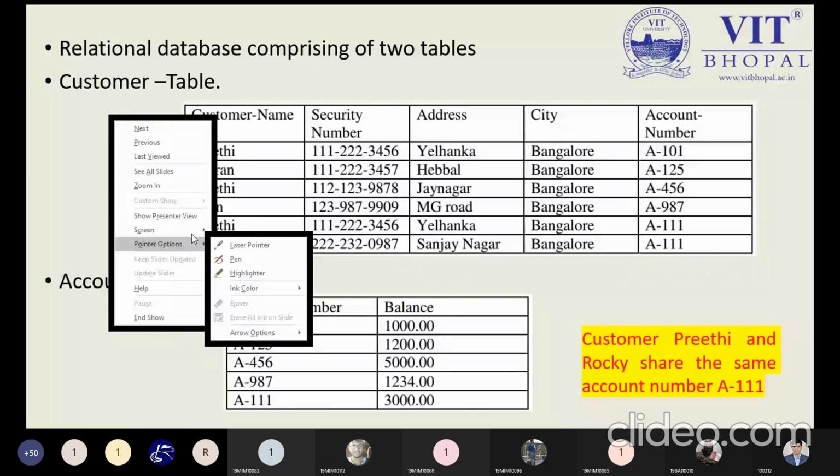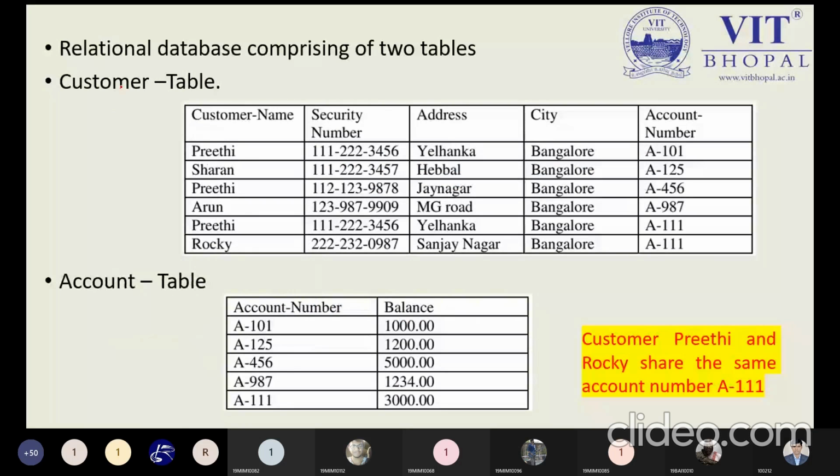So the relational database comprises two tables: the customer table and the account table. In the customer table, what are the various attribute names? Please tell me. Customer name, security number, address, account number. Okay, all these are known as attribute names.